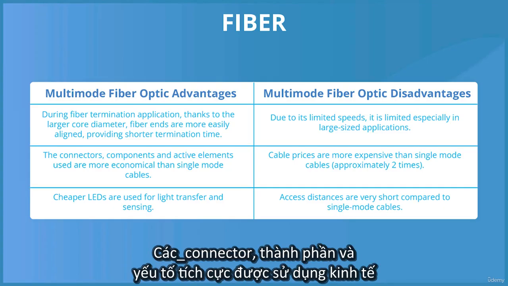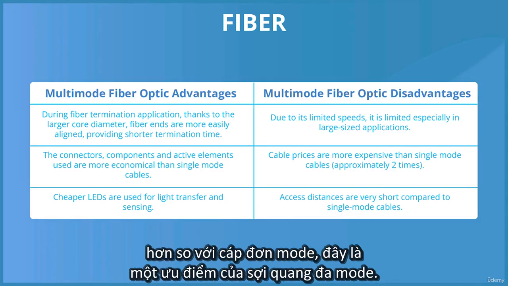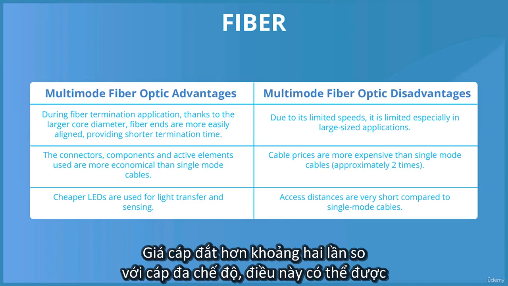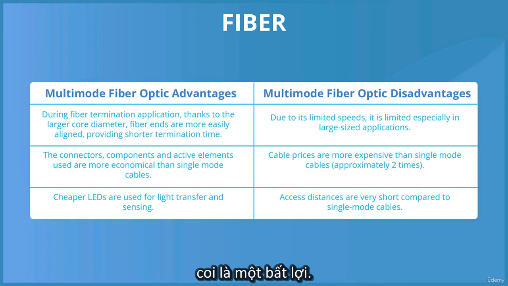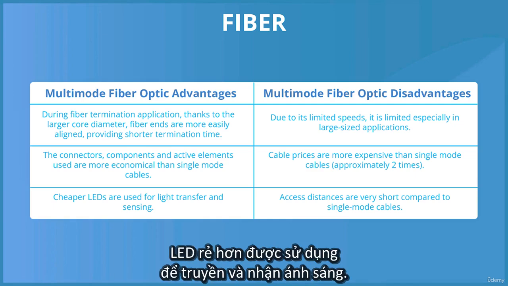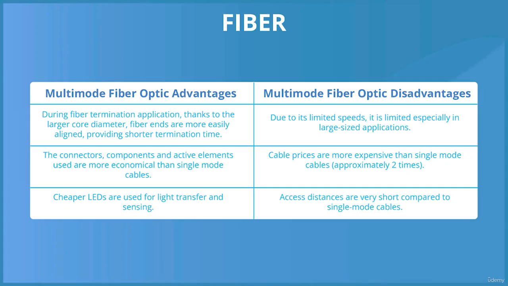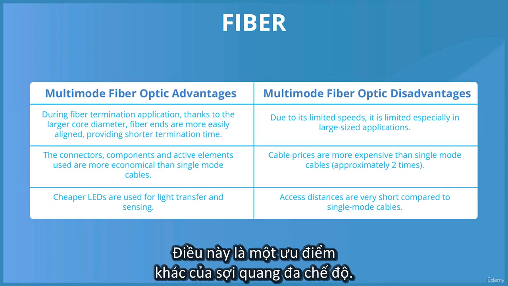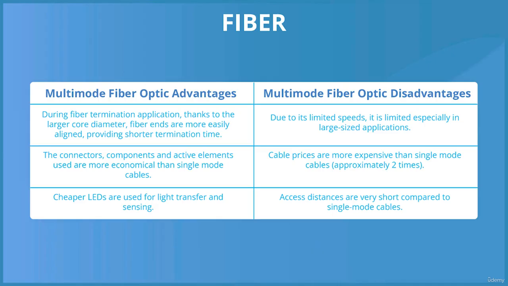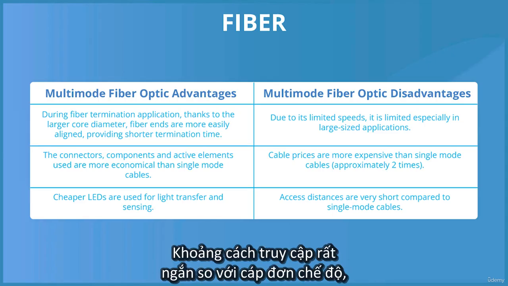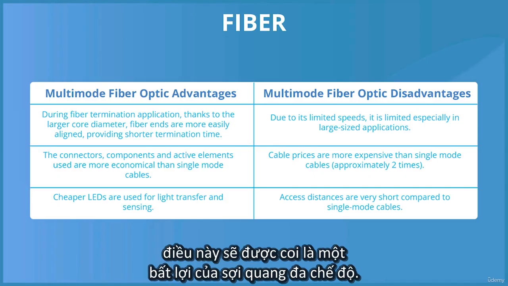The connectors, components, and active elements used are more economical than single-mode cables, which is an advantage of multimode fiber optics. Cable prices are more expensive than single-mode cables, approximately by 2 times, which could be considered a disadvantage. Cheaper LEDs are used for light transfer and sensing, which is another advantage of multimode fiber optics. Access distances are very short compared to single-mode cables, which would be considered a disadvantage of multimode fiber.